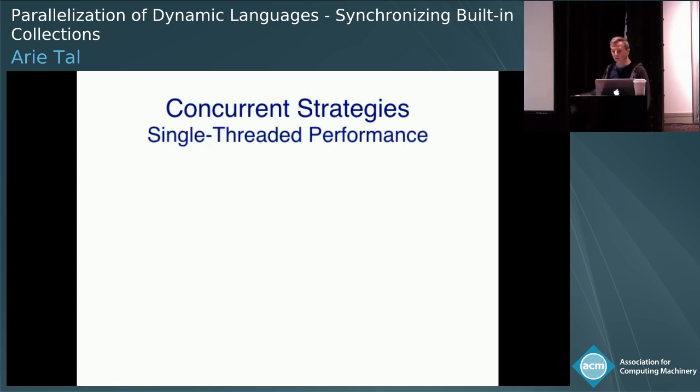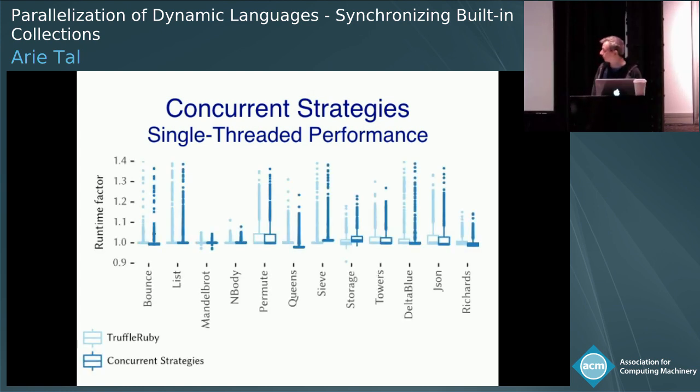The first thing we did is verify the single-threaded performance claim, right? We took a bunch of benchmarks and measured them with Truffle Ruby, which is the Ruby implementation that we used, and Truffle Ruby with Concurrent Strategies, with our implementation in there. As you can see from the box plot, the performance between the two executions is almost identical. Even the outliers in this run are pretty much in the same places.